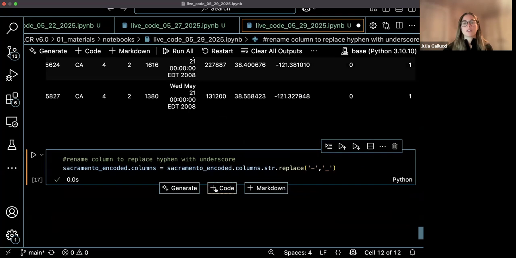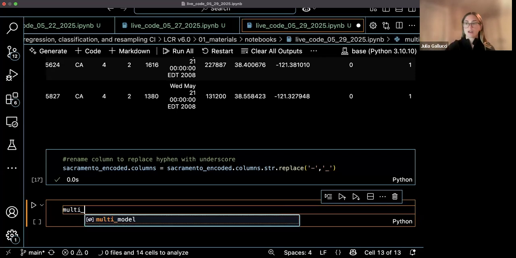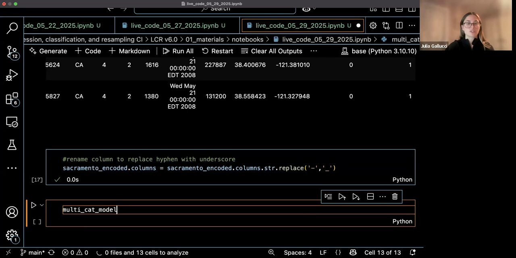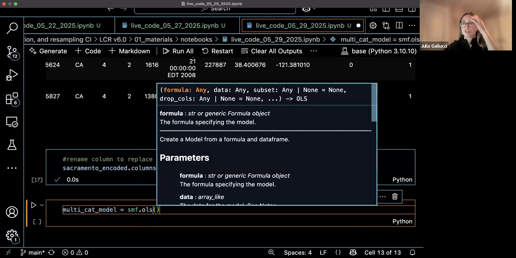Okay, great. So now that we've organized our data, we one hot encoded it. Now we're going to be able to model this new column. So now we're going to model these types. So we have our now categorical model. I'm just going to call it multi-cat model. And we're using the same package, the SMF package, and the OLS function.